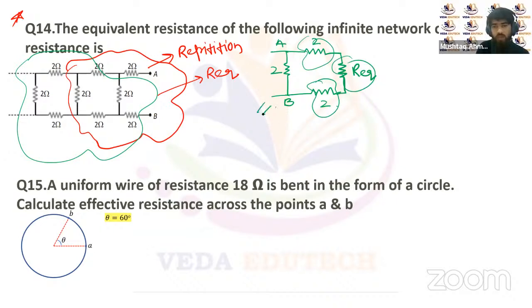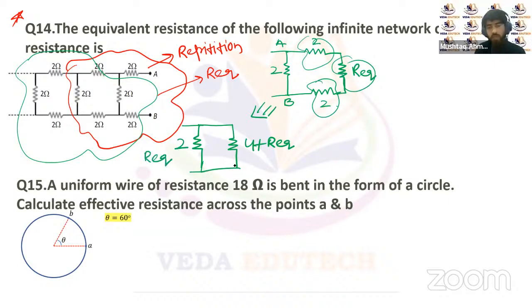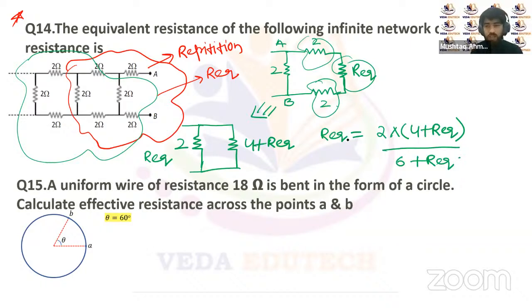So finally we'll have the circuit in this fashion: 4 plus R equivalent, and 2, and it will give us the equivalent resistance, which will also be equal to R equivalent. You can see here these two resistors are actually in parallel. Their equivalent resistance will be 2 times (4 plus R equivalent) upon (6 plus R equivalent).